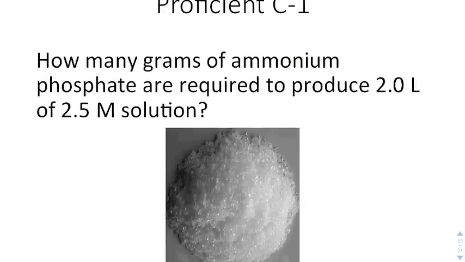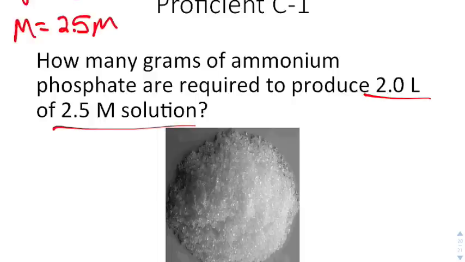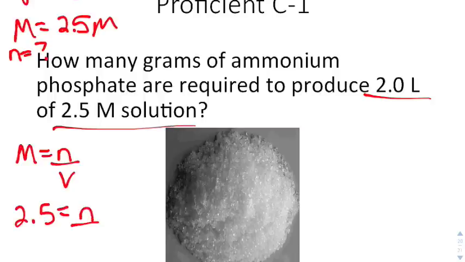It says how many grams of ammonium phosphate are required to produce 2 liters of 2.5 molar solution. So once again, I've got volume is 2 liters. I know that I want to make a 2.5 molar solution, and I need to solve for the number of moles. So M equals n over V, or 2.5 equals n over 2. So the number of moles is going to be 5 moles, and specifically we're looking at ammonium phosphate.